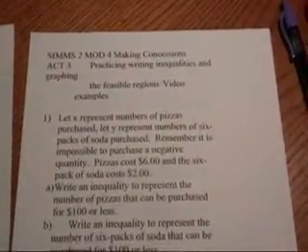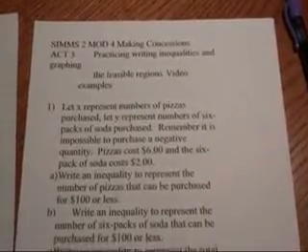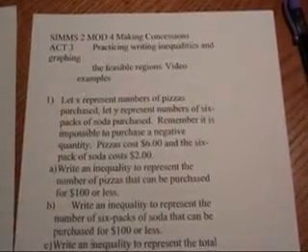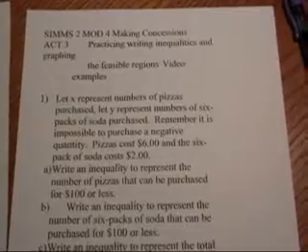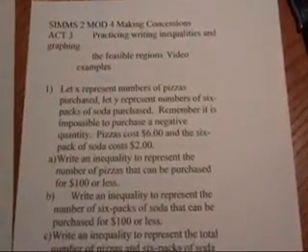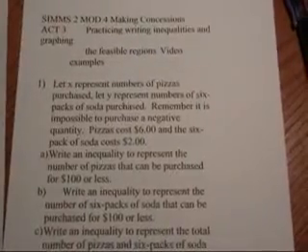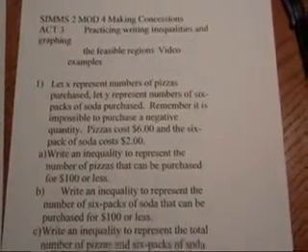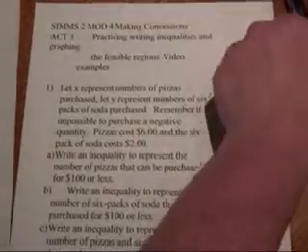So we're going to be writing the inequalities needed to graph the constraints regarding pizzas and soda pop purchases. Here we're going to let our pizzas cost $6 and a six-pack of soda cost $2, and we have $100 to spend. So first we need to write an inequality to represent the number of pizzas we can purchase for $100 or less.